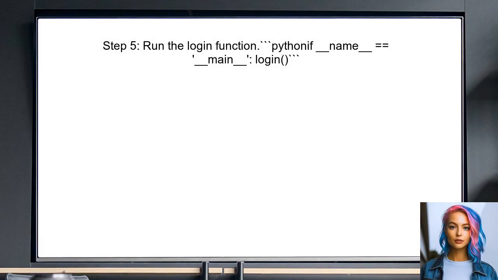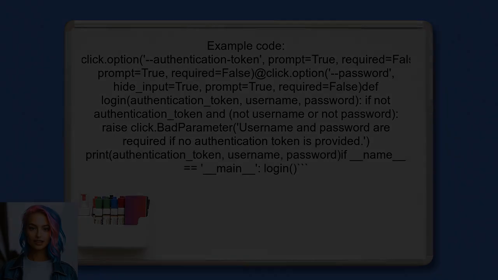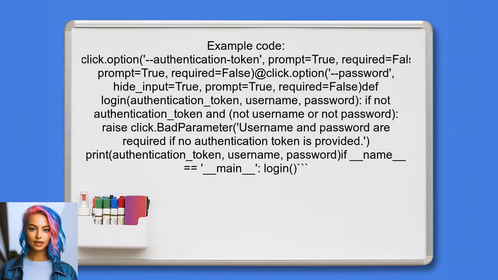With these steps completed, the user can now run the login function. If the authentication token is provided, the username and password will not be required. Otherwise, they will be prompted for both. Here's how your code might look. Notice how we use the callback to conditionally require the username and password based on the presence of the authentication token.